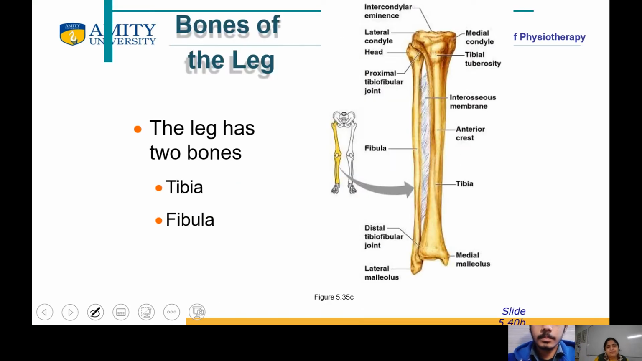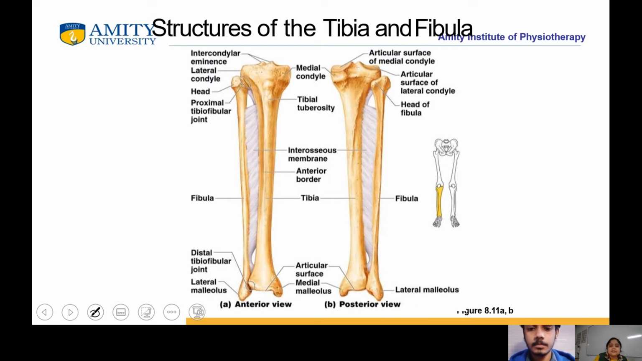Now why do we say that the fibula, though it is not considered a bone involved in the formation of the knee joint, still stabilizes the ankle joint? Because it is giving an extension by the name of lateral malleolus. Okay. Now the structure of the tibia and the fibula, this is the anterior view, this is the posterior view, where we have the lateral condyle, medial condyle, head, fibula, interosseous membrane, anterior border, lateral malleolus, medial malleolus.